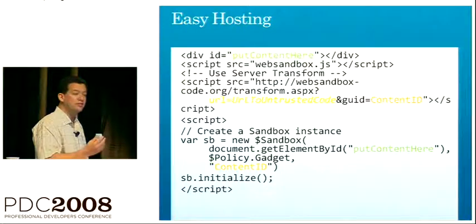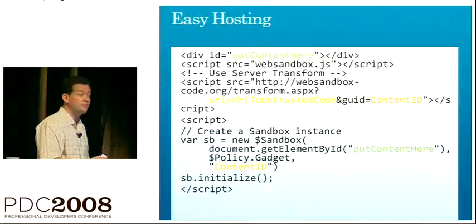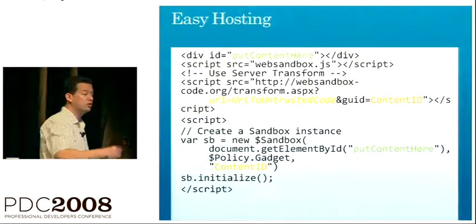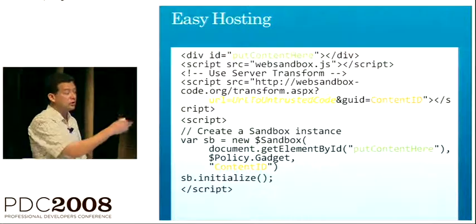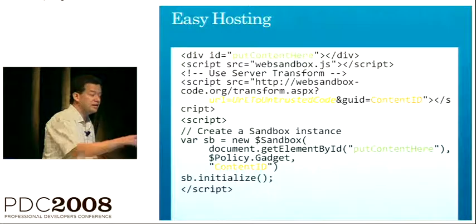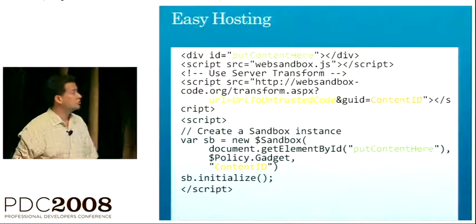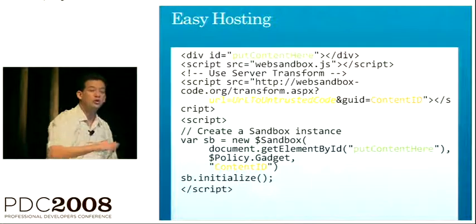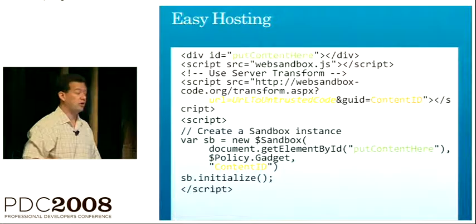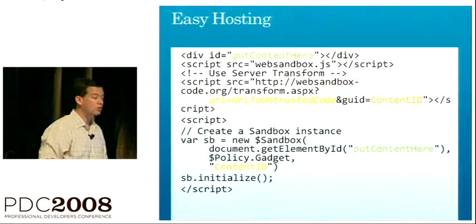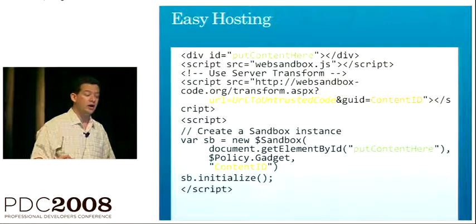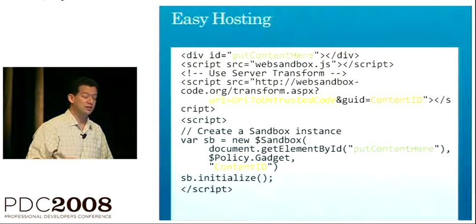We don't load directly from the site. In the SiteMeter example, you remember, it went directly to SiteMeter's site to get the code. In the sandbox, you would ask for it via a transformation engine. So we would go to our web sandbox code organization, go to transform.aspx. The yellow is supposed to be that URL to the untrusted code. And we would give it a GUID, a unique ID. The host would specify a GUID. Then the next line of code is merely saying, create a sandbox for that particular ID.